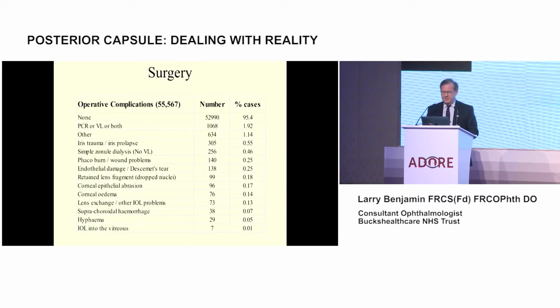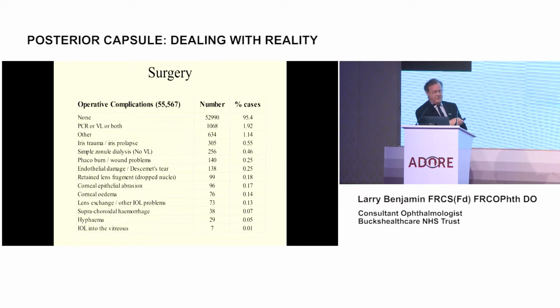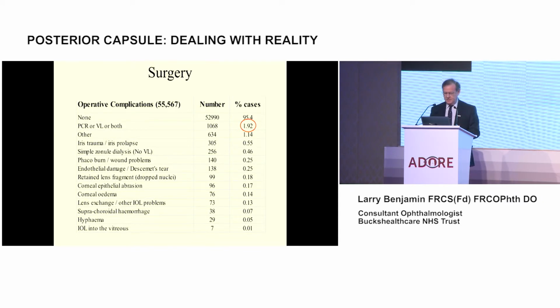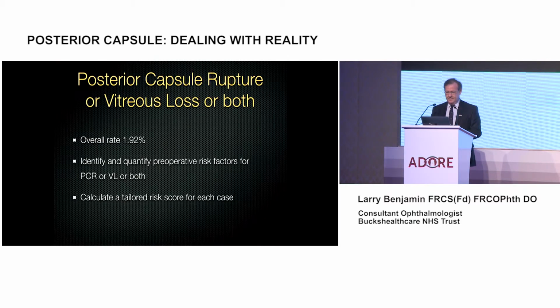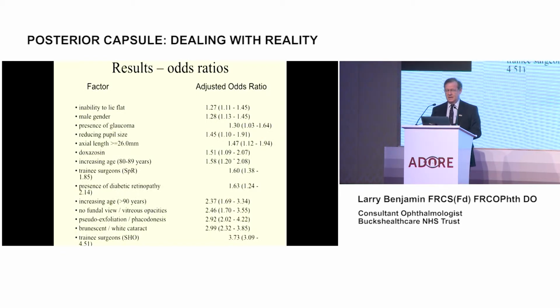John Sparrow, who's a professor in Bristol, did some very good work analysing 55,000 cataract operations and looked at the complications that occurred. And what he specifically earmarked here was that posterior capsule rupture with vitreous loss was occurring in 1.92%, that's 2% of cases, 1 in 50 cases in the UK when this was done. He's now analysed over 1 million cases using the National Cataract Data Set and has very firm data. So what he then did, he calculated a tailored risk score for each of those complications, and here they are.